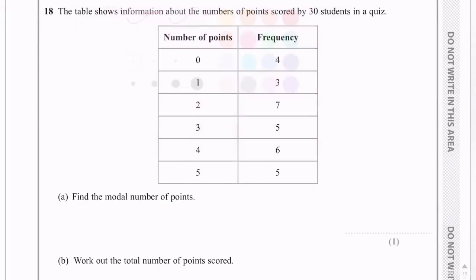Okay, the next one, we've got an average from a table by the looks of it. It says here is some information about 30 students in a quiz. Find the modal number of points. Now, modal just means the mode, which is the most popular, and the most popular is this column here, so that is 2 points. So the most popular there is 2 because 7 people got that.